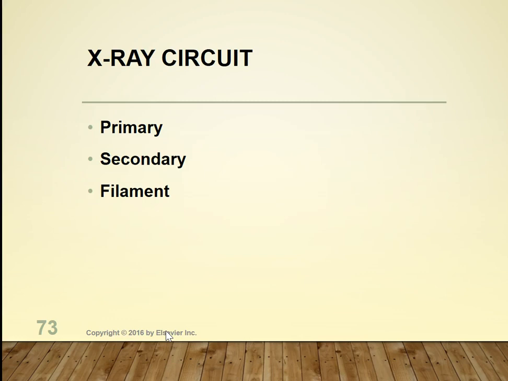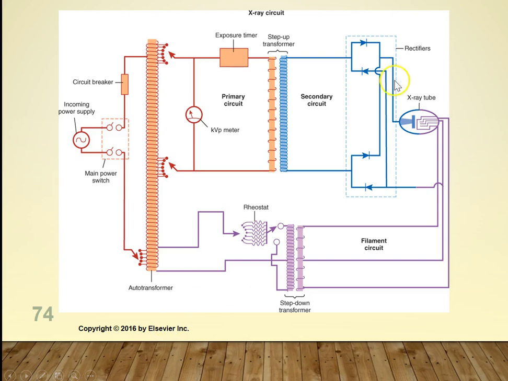The primary circuit consists of the main power switch, circuit breakers, auto transformer, timer circuit, and the primary side of the step-up transformer. So if we look right here, there those things are. So here's the power supply, circuit breaker, main power switch, auto transformer, and I've already pointed out that's the big one that you'll really need to know. And then here's the kVp meter, the exposure timer, and then the step-up transformer.